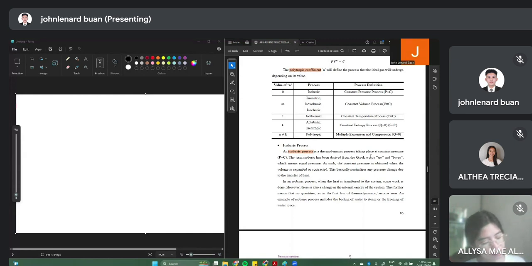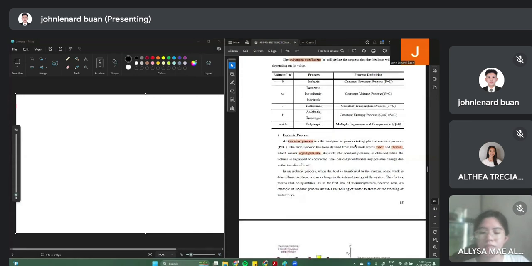Okay? So brief history lang, the term isobaric has been derived from the Greek words iso and baros. Okay? Ibig sabihin po, equal pressure. Isobaros. Equal pressure. Kaya dun siguro nanggaling yung term na isobaric. Okay? Yan. And as such, the constant pressure is obtained when the volume is expanded or contracted.